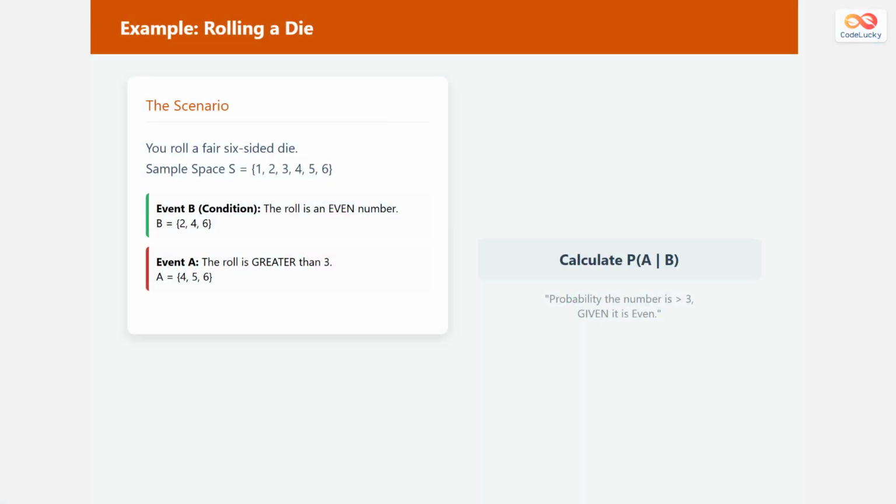Let's apply this to a real example. Imagine rolling a six-sided die. Our condition, event B, is rolling an even number, 2, 4, or 6. Our target, event A, is rolling a number greater than 3. We want to find the probability of A given B.